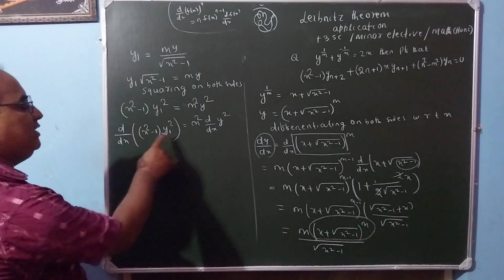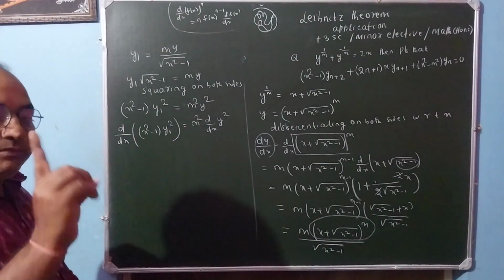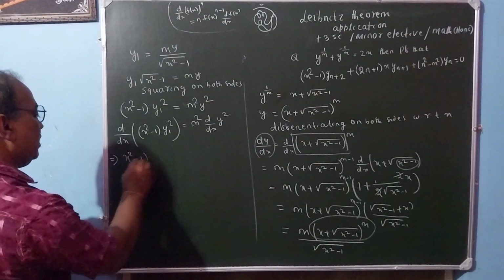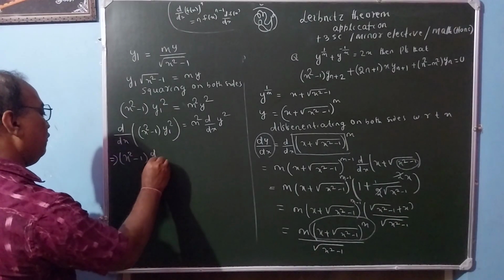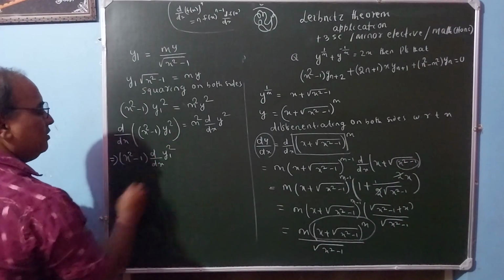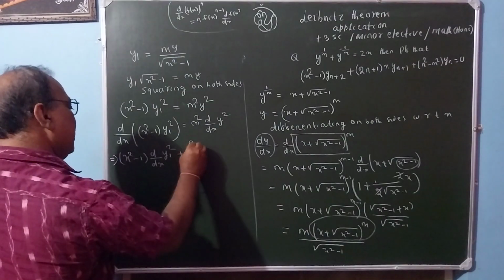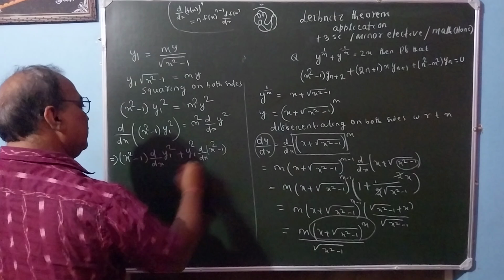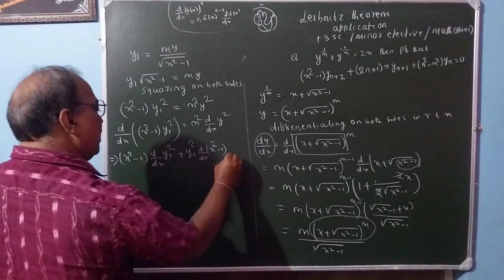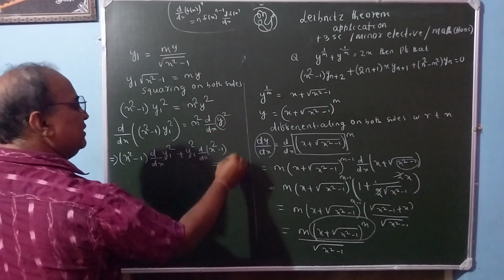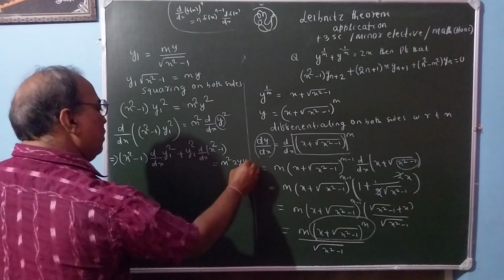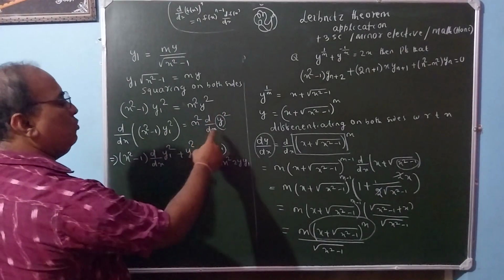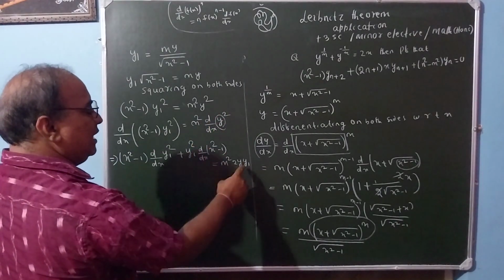Now here we have to apply the product formula. It is u, it is v: u into derivative of v plus v into derivative of u. Now applying the product formula, x square minus 1 into d by dx of y1 square plus y1 square into d by dx of x square minus 1, equal to m square. d by dx of y square is 2y into y1. Y to the power 2, 2 into y, derivative of y, that is y1.